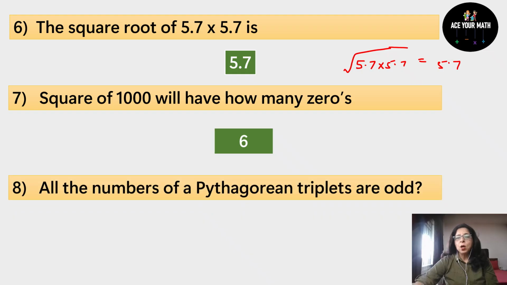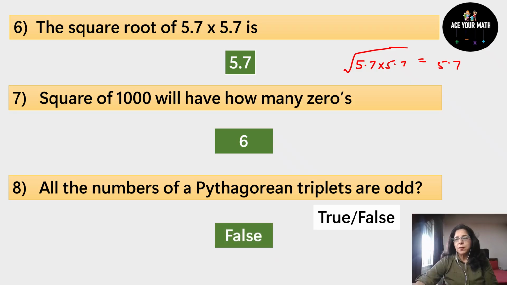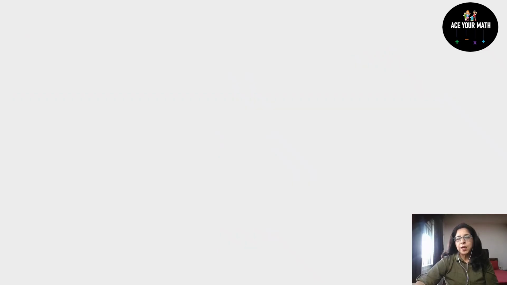Next question. All the numbers of Pythagorean triplets are odd. Is this statement true or false? This statement is false because the Pythagorean triplets, if you recall, have even numbers as well. For example, 3, 4, 5 forms a Pythagorean triplet and 4 is an even number here. Okay, so this statement is false here.